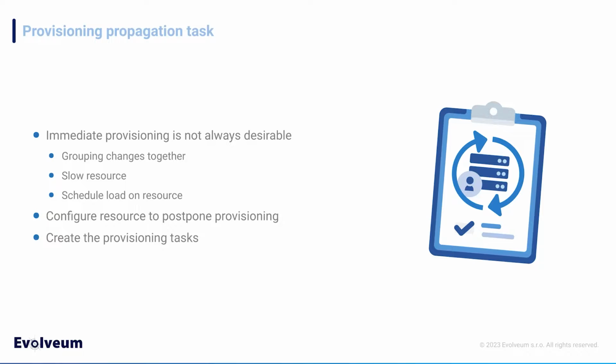So what you can do is configure the resource to postpone provisioning actions. And then we have the provisioning task, which will just execute all these postponed provisioning actions. What is happening in the background is that the actions that should be executed are just stored in a shadow, and then the provisioning task will pick them up and execute them. You can schedule the provisioning task anywhere you like. So the provisioning task enables you to decide when it will be provisioned, and it also decouples it from other actions like import.